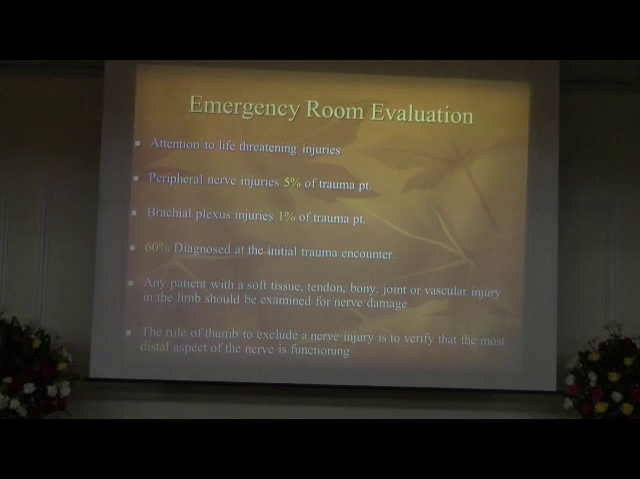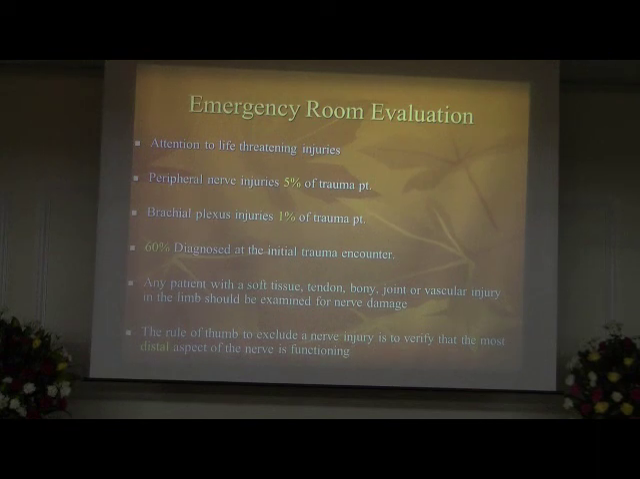55% of peripheral nerve injury incidents occur in patients with body trauma, and 1% involve the brachial plexus. As a rule, any patient with soft tissue injury, joint injury, bone injury, or vascular injury, you should look for associated peripheral nerve injury.